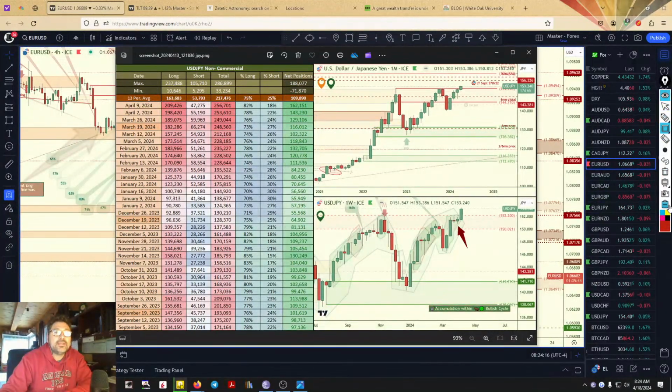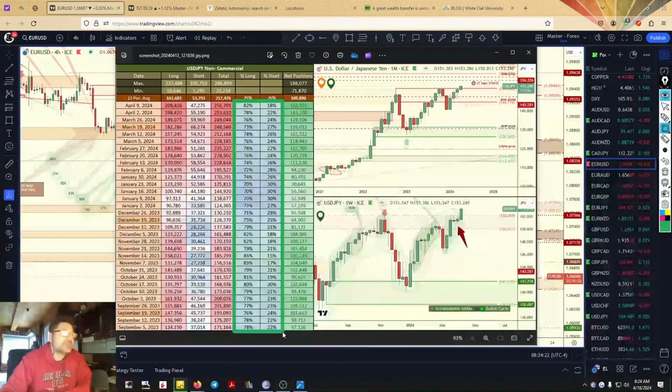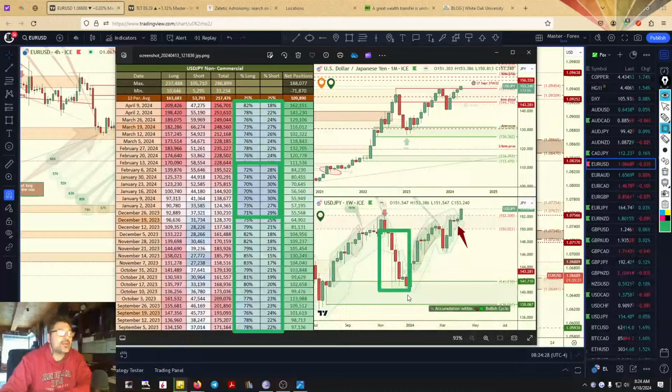And if you look at the column here, they've been bullish for a long time. The only time this turned neutral is when they were profit taking on their long positions in preparation for getting back into long positions. All right.